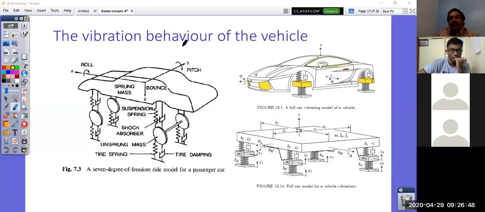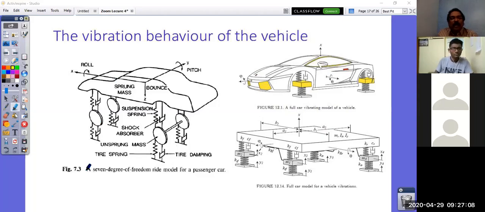So how do you make your vehicle as a vibration model? You should make your vehicle as a combination of lumped mass and spring system. So one such model is there in this slide to represent an entire vehicle, right? So you know this is sprung mass and these are unsprung mass. You know what is sprung mass and unsprung mass.